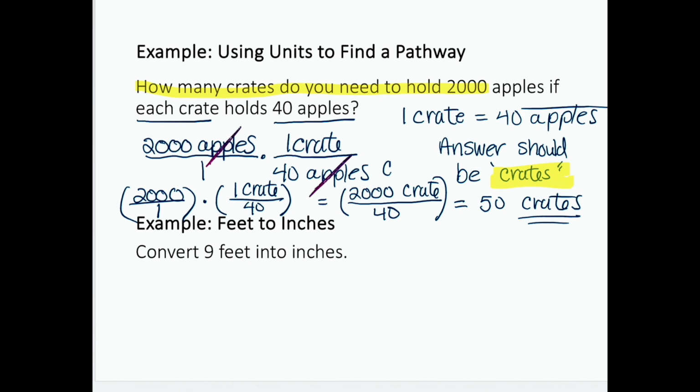Exactly what we needed in our answer. So we know that we probably did this right. If I came out with apples here, then I know I did something wrong. I'm not really going to answer the question because the question wanted crates.